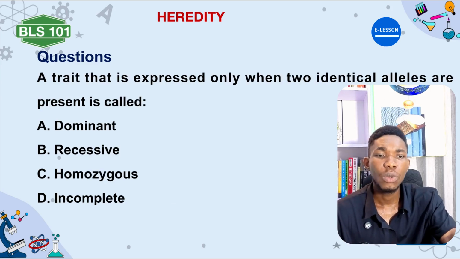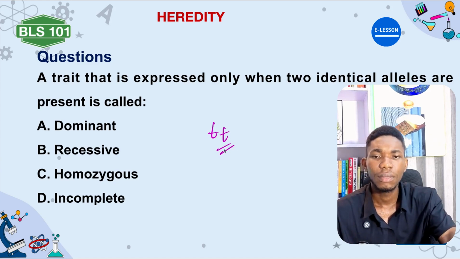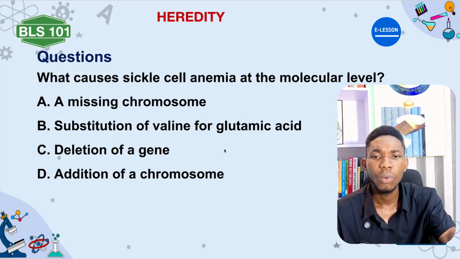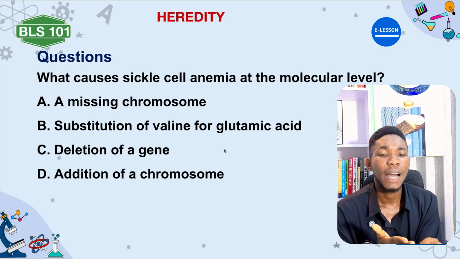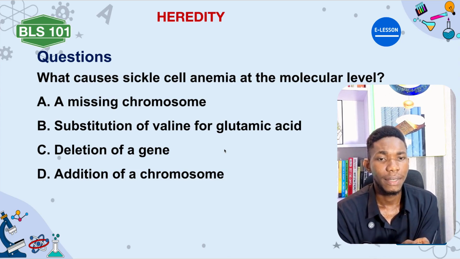A trait that is expressed only when two identical alleles are present is called recessive. That is when you express them, for instance, tt. Go and look at it. What causes sickle cell anemia at the molecular level? I told you that sickle cell anemia is when one amino acid is substituted for another. Are you getting it? That's what causes sickle cell anemia.